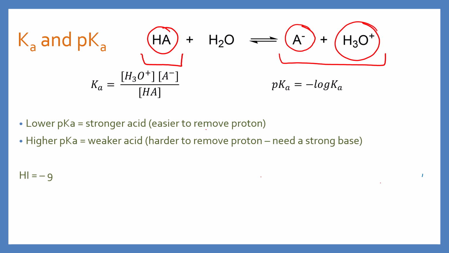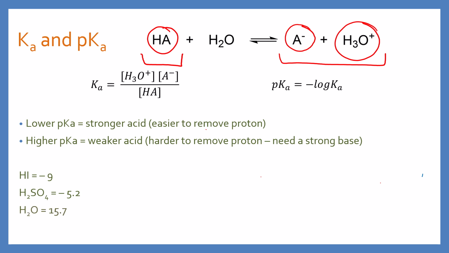Here are some examples of pKa values, just to give you an idea. HI is a very strong acid. It has a pKa of -9, so its Ka was on the order of 10 to the 9th. H2SO4, sulfuric acid, is also a strong acid. It has a pKa of -5.2, which means it had a Ka value of around 10 to the 5.2.